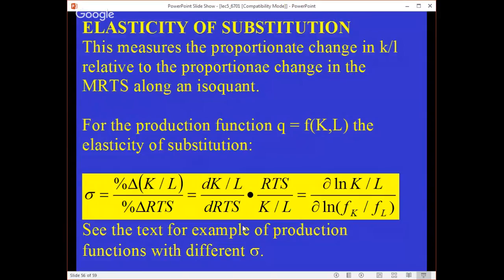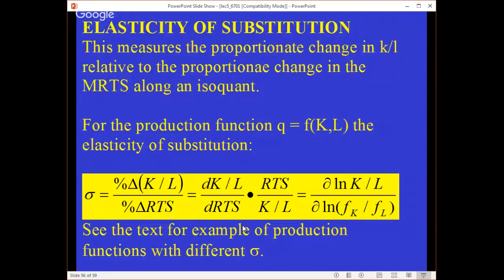So it's just a partial of the log, and this is just algebraic, the natural log of K over L over the partial is the marginal product of capital over the marginal product of labor. And that's just something that happens with algebra when we apply the natural logs. Okay.